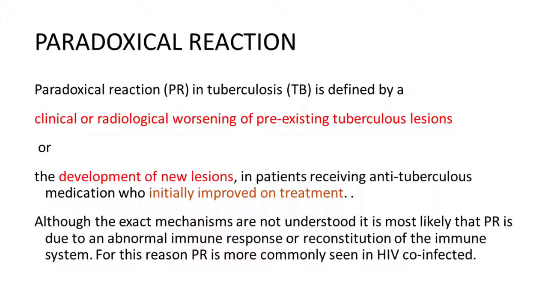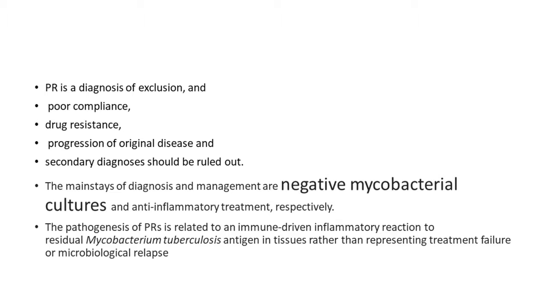Now, what is the mechanism? The mechanism is basically an abnormal immune response or reconstitution of the immune system, and that is why it is commonly seen in HIV co-infected patients. Now it's extremely important to remember that it is a diagnosis of exclusion, and every time before labeling it as a PR and treating it as a PR, please rule out poor compliance, drug resistance, progression of original disease, and any secondary diagnosis. So the mainstay of diagnosis is negative mycobacterial cultures. And how do we manage? We manage by using anti-inflammatory treatment.